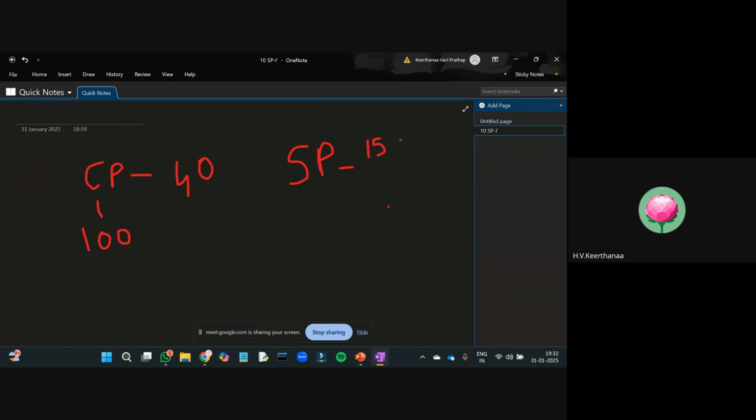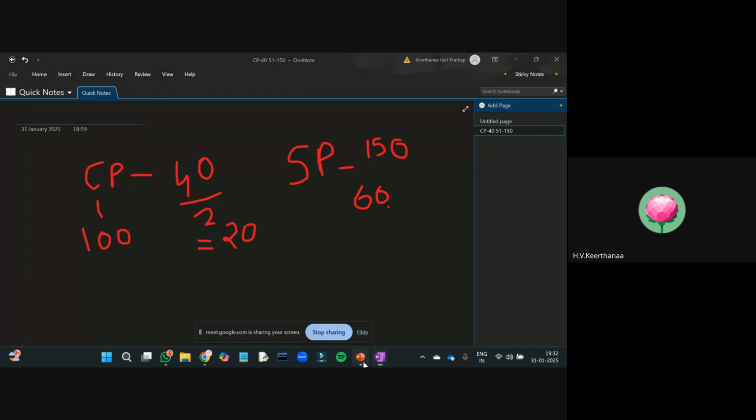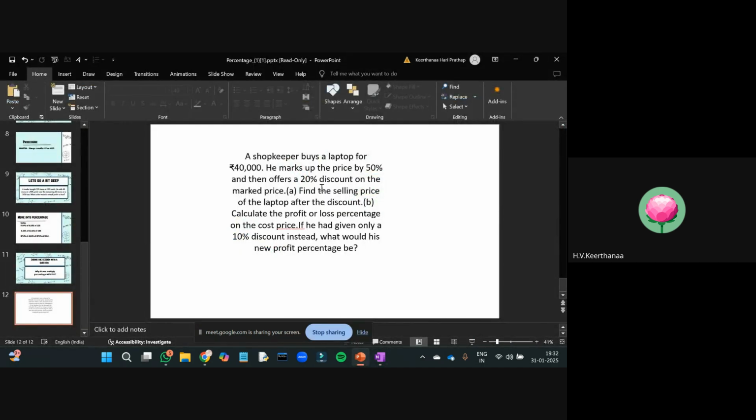I think you get that. So now to find 150%, what do you do? You divide this by 2, which is 20. You get 50% here, and then you add it to 100%. That is 40 plus 20, which is 60. So the initial SP would be 60K, right? That is 60,000. Now he gives a discount of 20%.